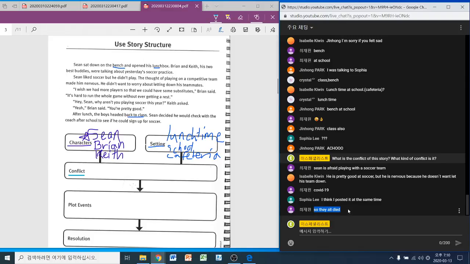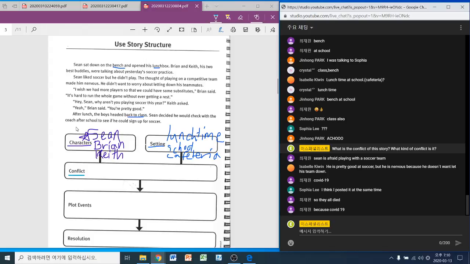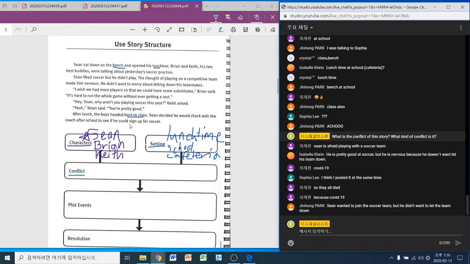Sunjae says they all died, right? So the conflict of the story is that Sean, Brian, and Keith all died and now they're zombies and they have to go turn more people into zombies. This is the conflict of the story. I don't remember reading that part.